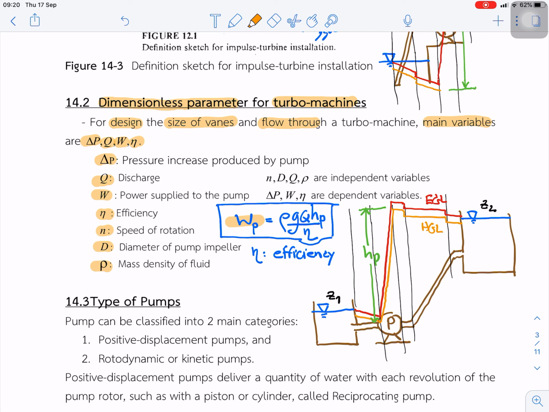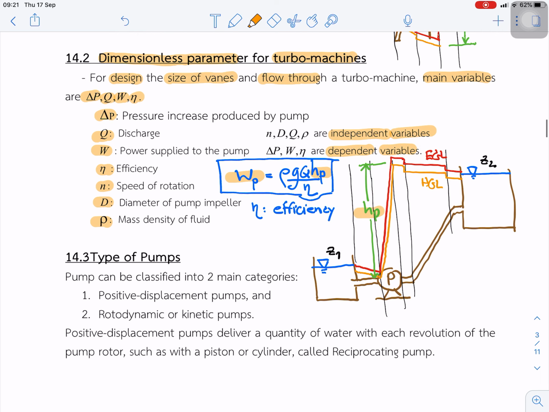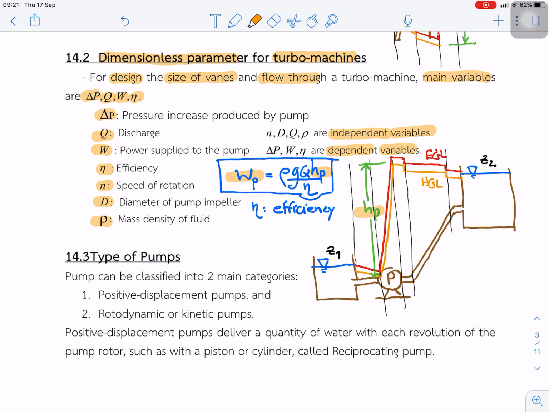And we can classify the variables into independent variables and dependent variables, based on two different types of variable. And from this, how can we identify the head? Power supplied is equal to rho G Q H. The main parameter is the pump head. It comes from the difference of the hydraulic grade line between before the pump and after the pump.